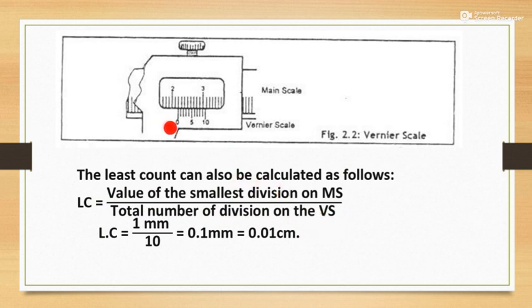Now, how many vernier scale divisions? 10. The value of the smallest division on the main scale: it means that 1 millimeter is equal to 1 division. So 1 divided by 10 is equal to 0.1 millimeter, and 0.01 centimeter is the least count of the vernier caliper. Keep in mind, the least count of the vernier caliper is 0.01 centimeter.